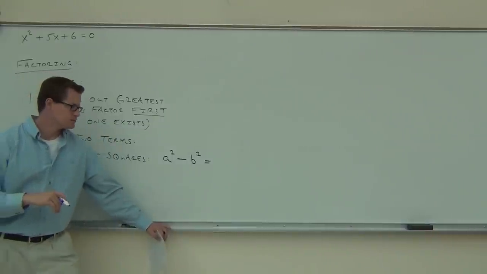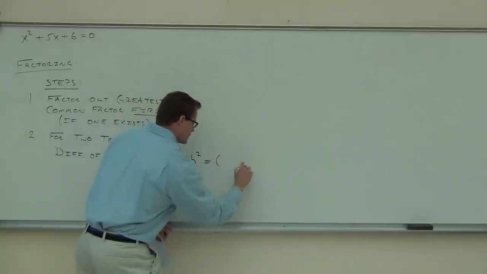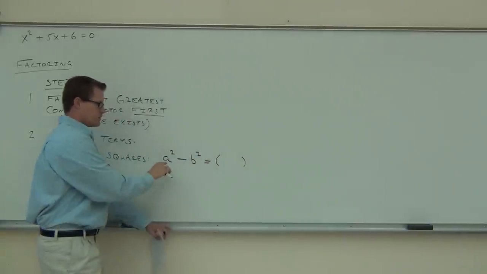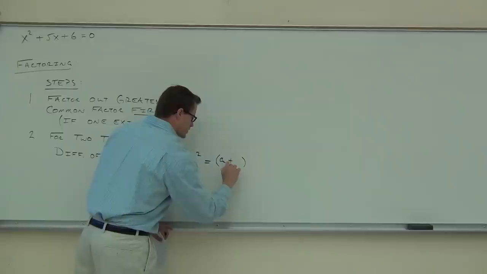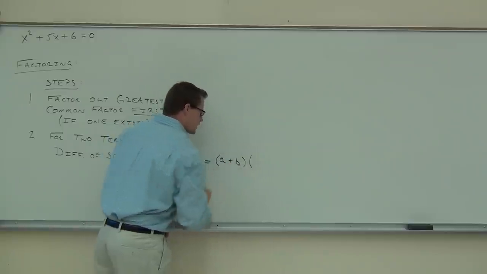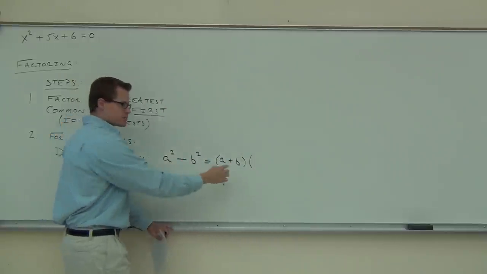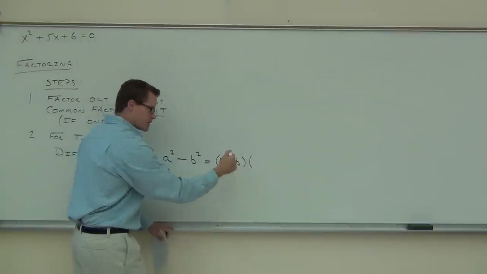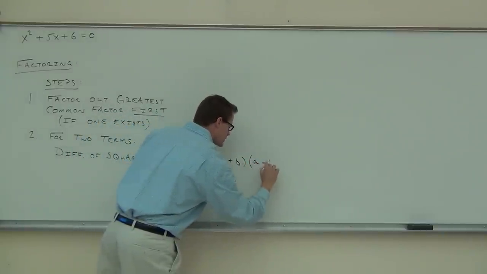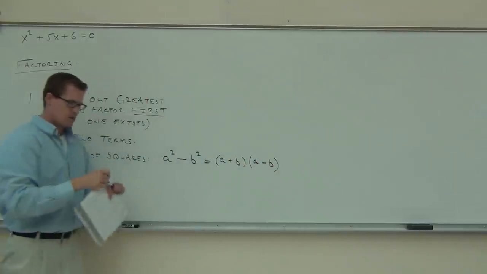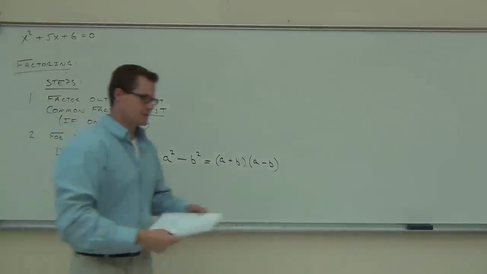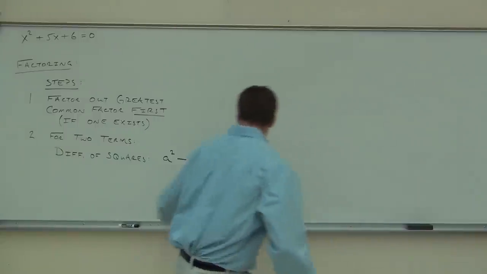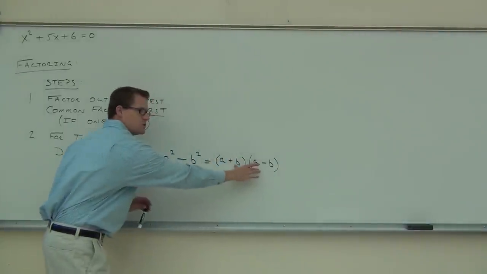You say, okay, I'm going to take our A plus our B. And then a different set of parentheses. What's this mean between these parentheses? A minus B. That's a difference of squares. Do you want to see why it works? Would you like to see that real quick? I'll give you the proof of it. Well, not really a full proof. But if we take this, I can prove to you that that equals this.